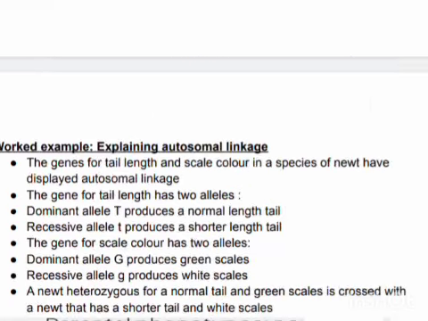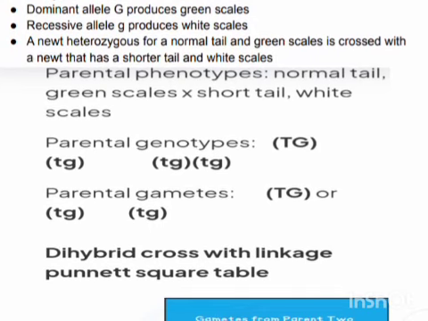That's all you need to remember, right? Now, we also have a worked example for this. What you can see here is that the genes for tail length and scale color in a species of newt display autosomal linkage, right? So when we're talking about autosomal linkage, we'll be writing it in brackets like this.